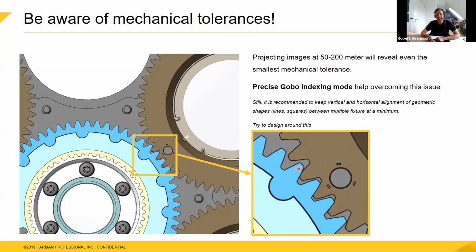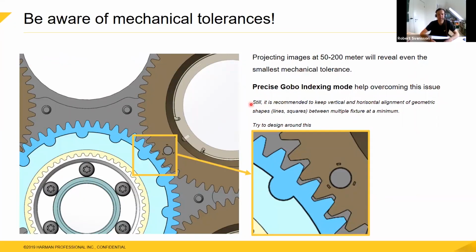But when we are projecting maybe 50 meters or 200 meters, then this little air gap, this little distance, will actually result in an offset. Let's say we index the gobo and we want it to be perfectly horizontal. Then, if we don't know what happens with this little air gap, it can actually mean quite some degrees on the final result on the building if we project, let's say, 100 meters.